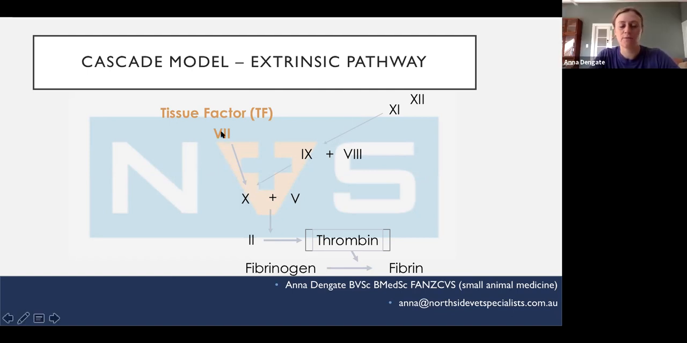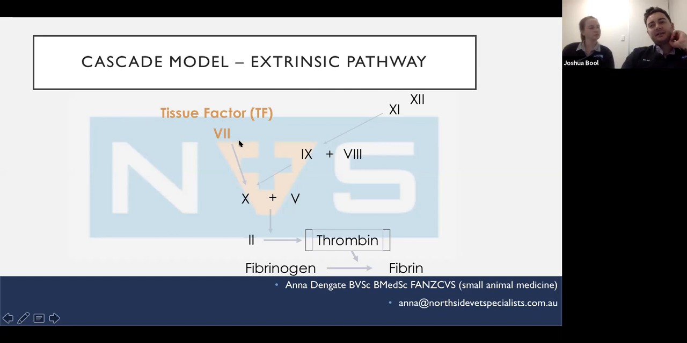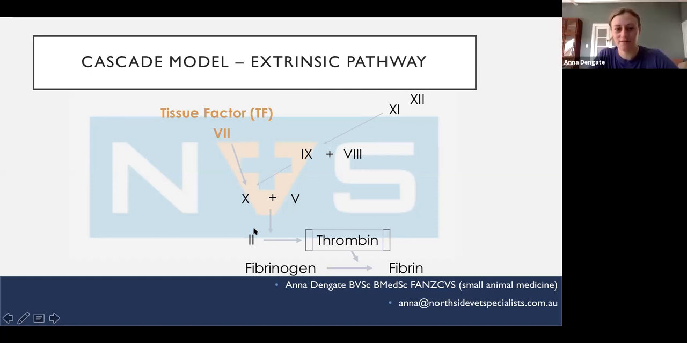So do you remember which factors become deficient with rodenticide toxicity? The vitamin K ones, 2, 7, 9, 10. Good. So we've got 2 down here. So we're going to get both PT and APTT prolonged if we're deficient in that. We've got 7 up here. So just PT prolonged, and that's first. So PT is going to get prolonged first. And then we've got 9 and 10, again in the common pathway.